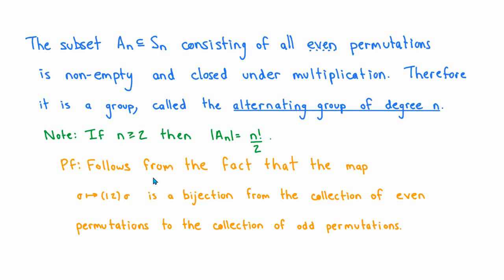So let me just say that it follows from the fact that the map which takes a permutation in Sn to the product of the two-cycle (1 2) times that permutation is a bijection from the collection of all even permutations to the collection of all odd permutations. This is not something which is difficult to verify, and it guarantees that the collection of all even permutations has the same cardinality as the collection of all odd permutations. But since every element of Sn is either even or odd, that means that each of these two sets contains exactly half of the elements of Sn, so that proves this claim.